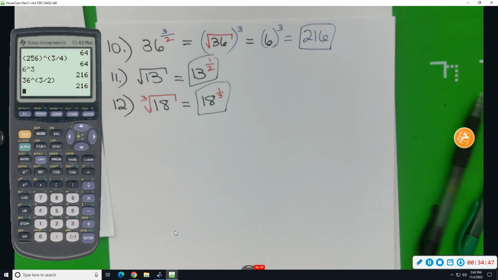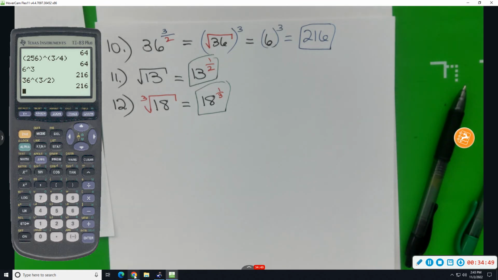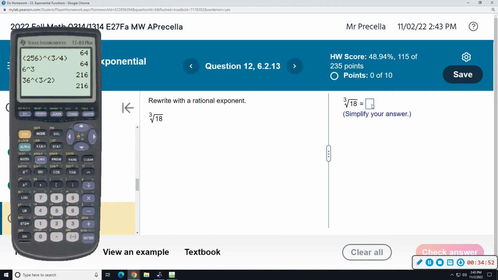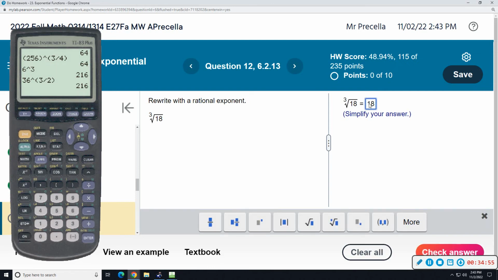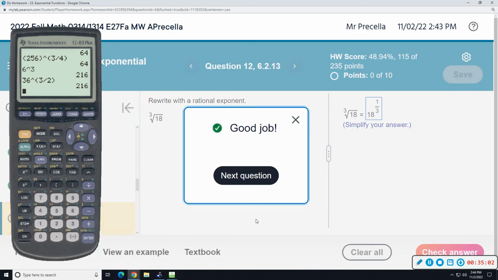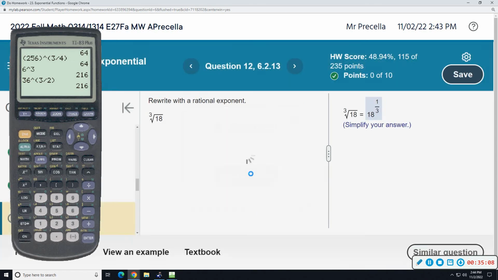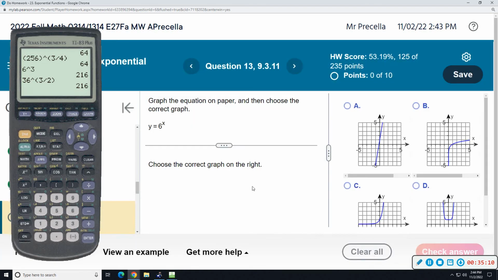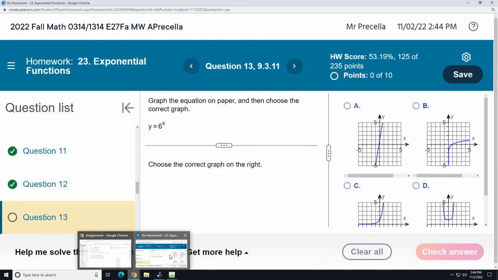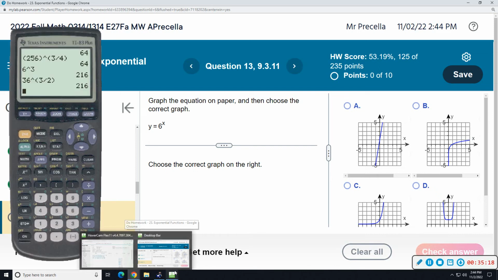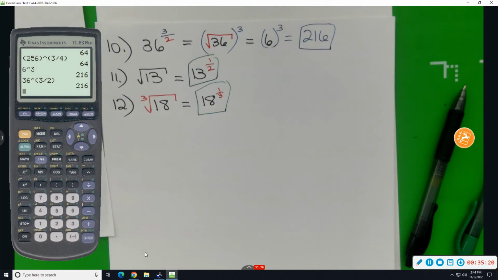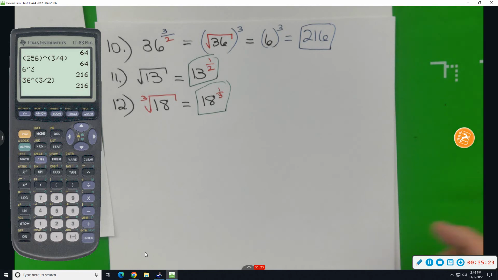Yeah, okay. So we come over here and we type in 18 raised to the 1/3. Any questions there? Graphing exponential functions. Okay. Before we look at these, I think I'm going to graph one. I'm just going to make up one.